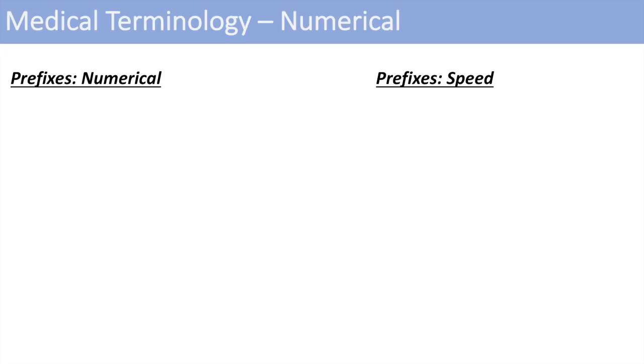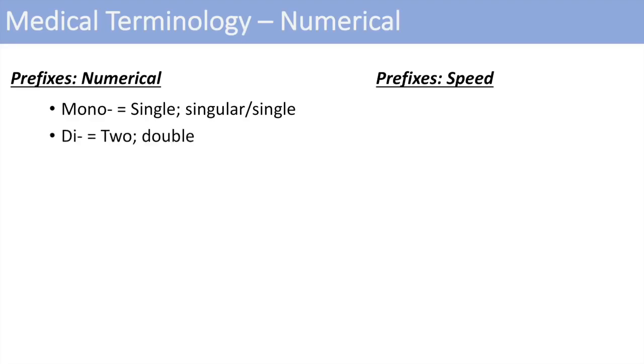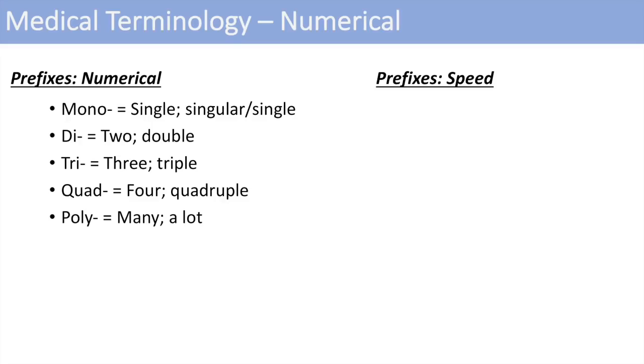To get into some numerical prefixes, this one's pretty easy. Mono just means single or singular. Di means two or double. Tri, three or triple. Quad for four or quadruple. Poly is many or a lot. And oligo is a blanket term that just means there are just a few, several, or very little.